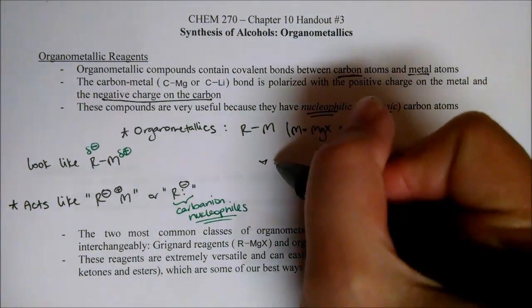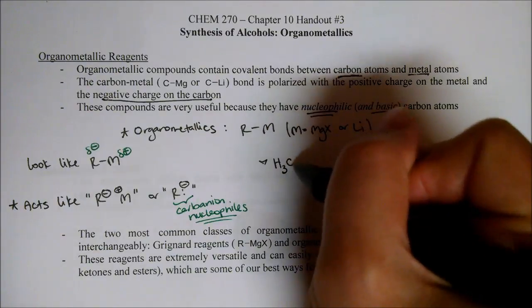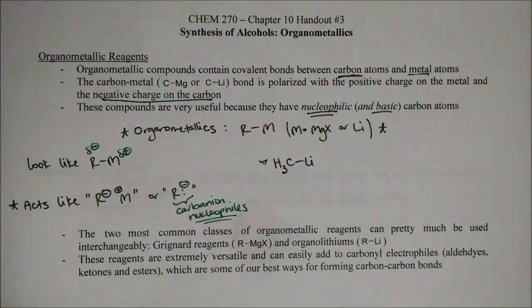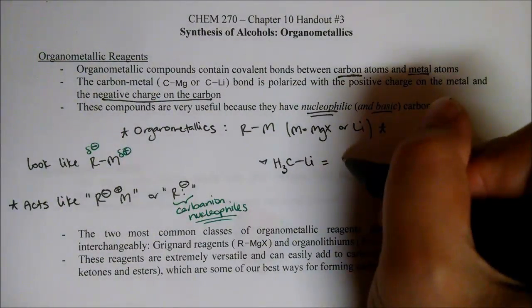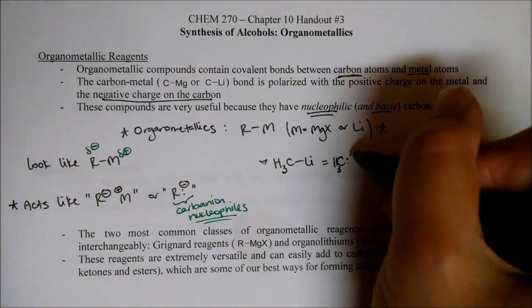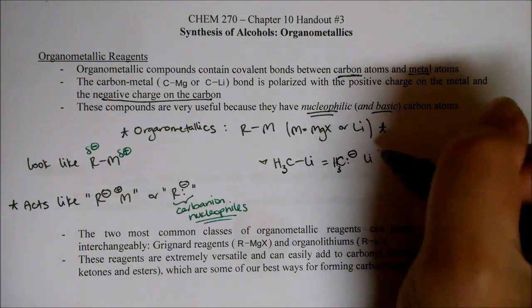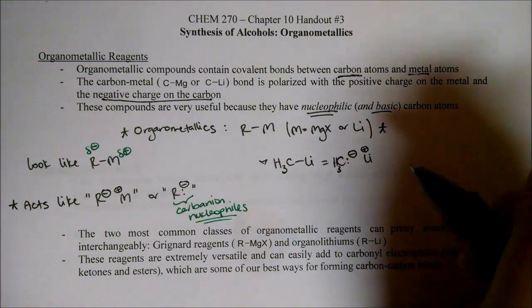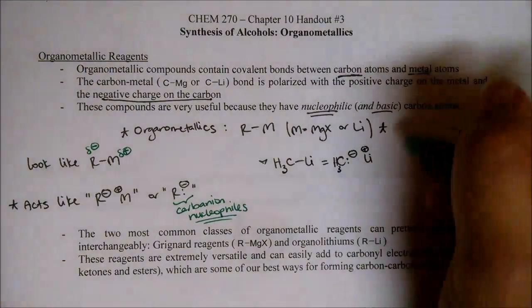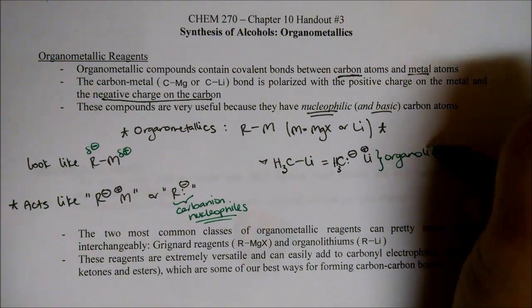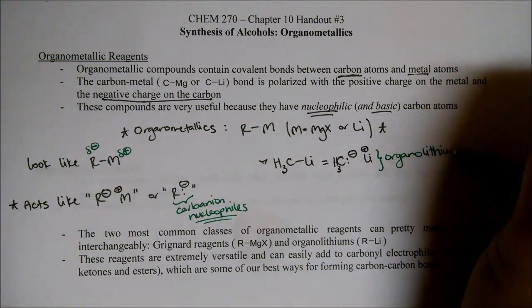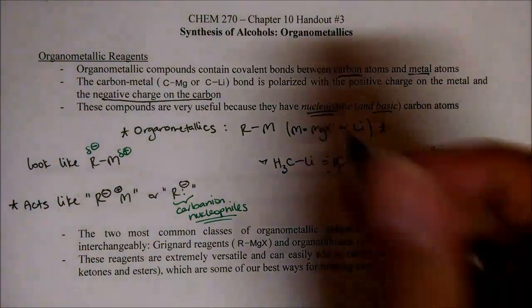So, here's a great example. Here's methyl lithium. This is how we would draw it. But, how does it act? It's going to act like CH3 minus Li plus. And this is an organolithium. That's what we would call it. We're going to discuss these different reagents in just a second.